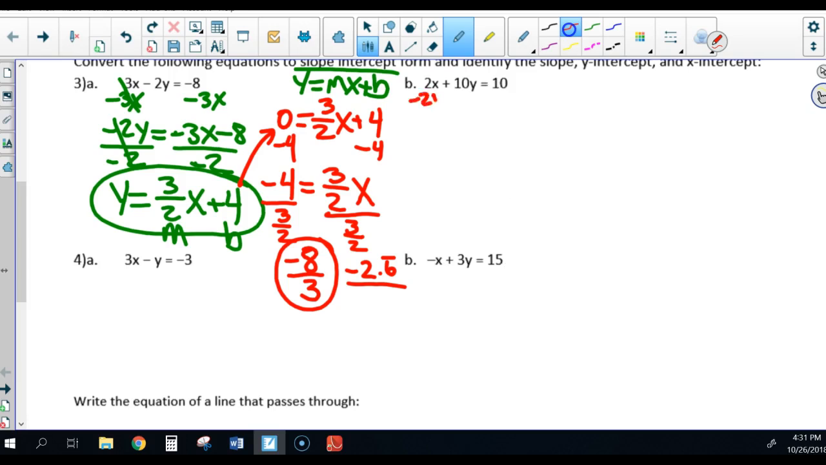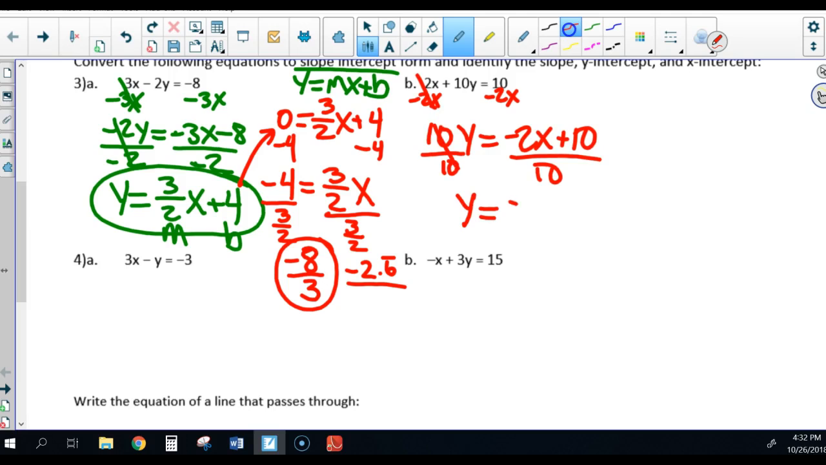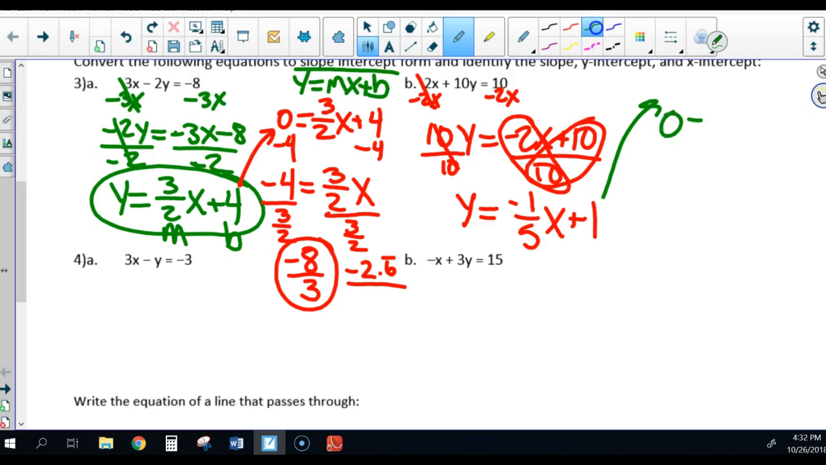Subtract 2x from both sides, we have 10y equals negative 2x plus 10. Divide by 10, and y equals negative 1/5 x plus 1. That's negative 2 over 10 to get my slope, negative 1/5, and 10 over 10 to get my y-intercept. That's the b.